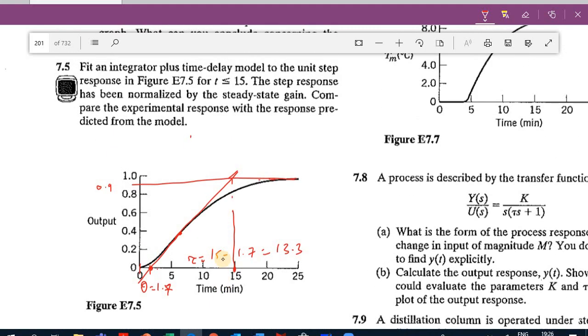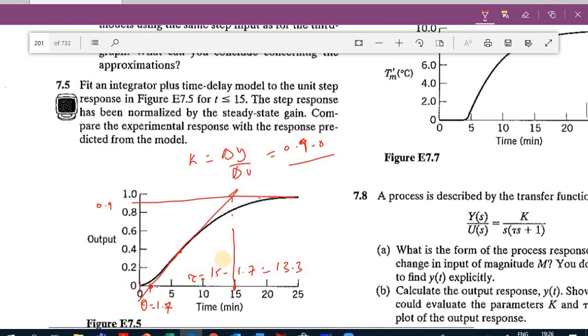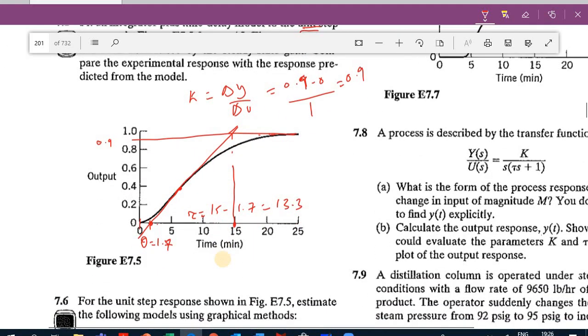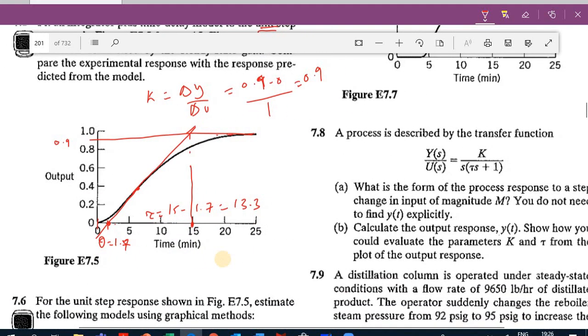K is the change of the output over the change of the input. The change of the output is 0.9 minus 0. What about the change of the input? I don't know what the change of the input is. The problem says to fit for a unit step. Okay, it said a unit step, which means the change of the input was 1. So K is 0.9.